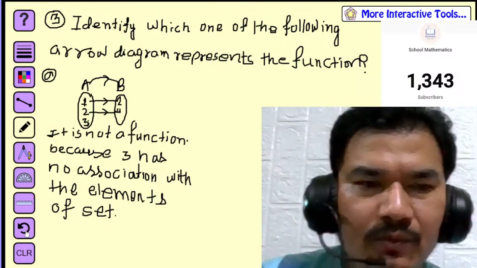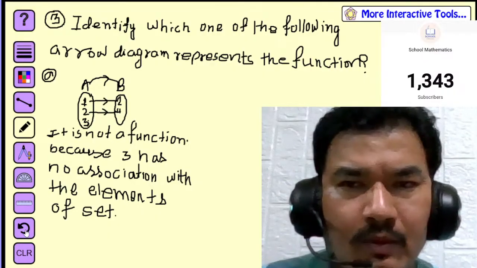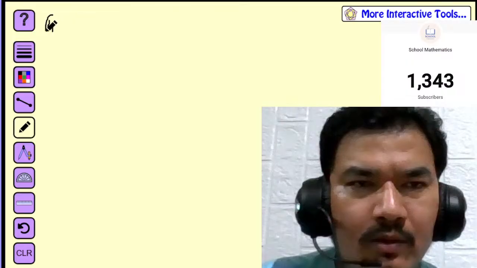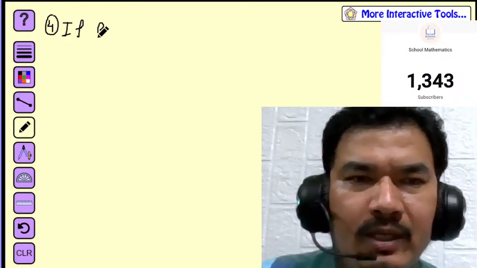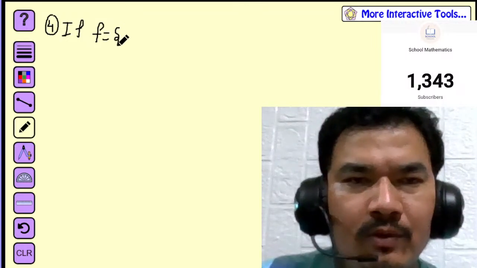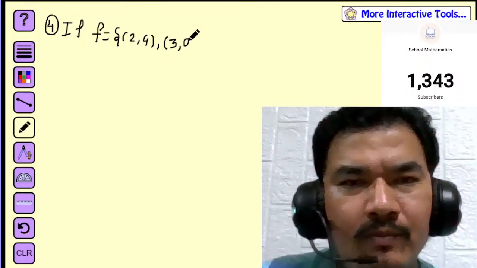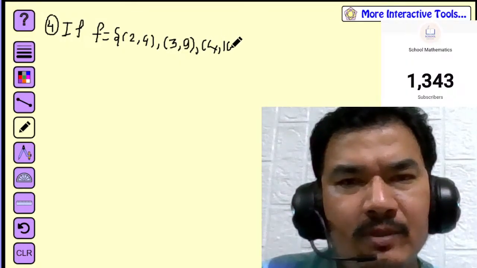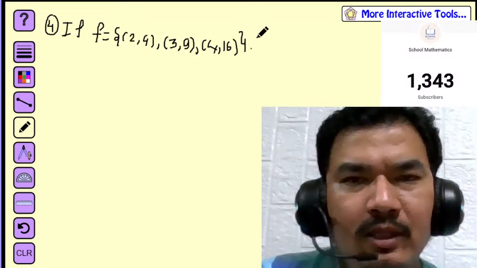And now look here, I want to give you question number 4. If a function is given like this, f equals the set of ordered pairs (2, 4), and there is given (3, 9), and there is given (4, 16), this is in ordered pairs like this.